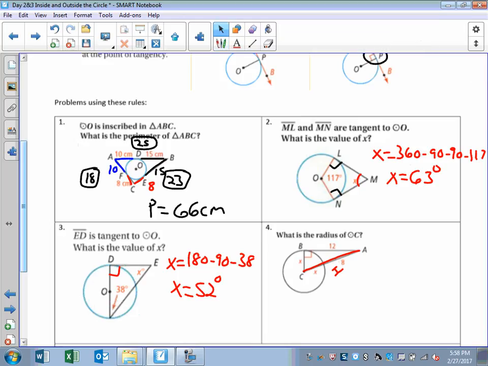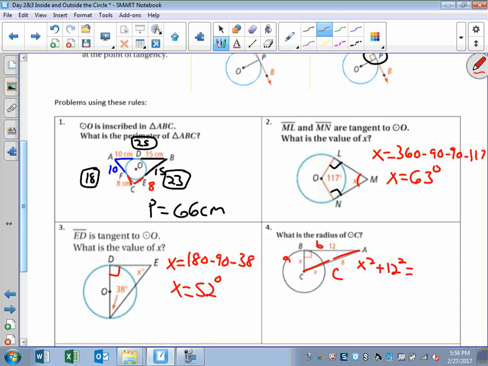So if we set up our Pythagorean theorem, c, a, b, we've got x squared plus 12 squared equals c squared, but c isn't just 8. It's going to be x plus 8, squared.